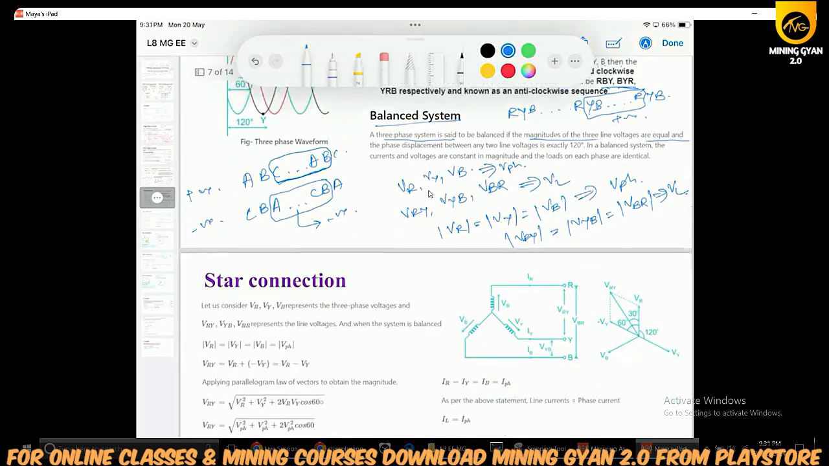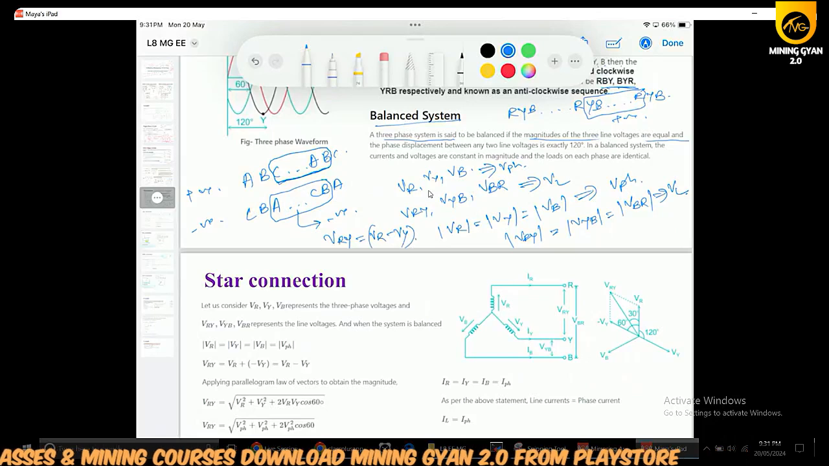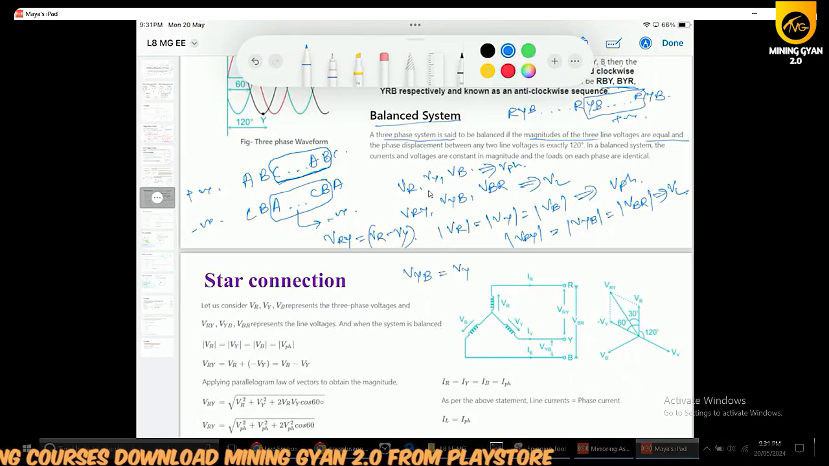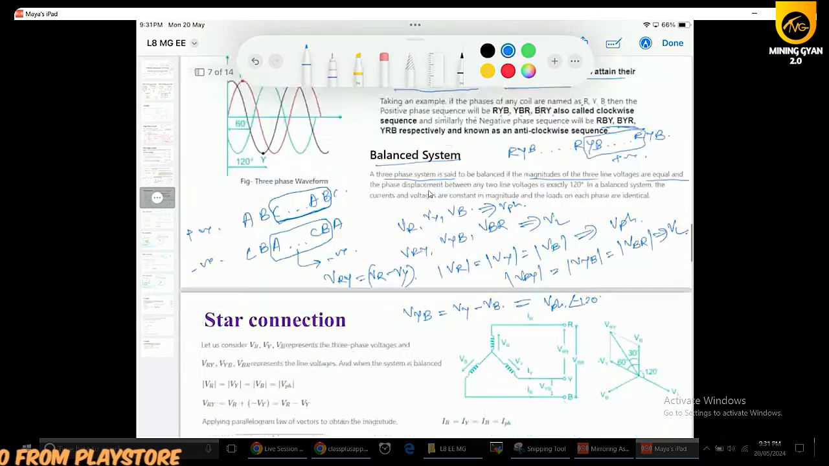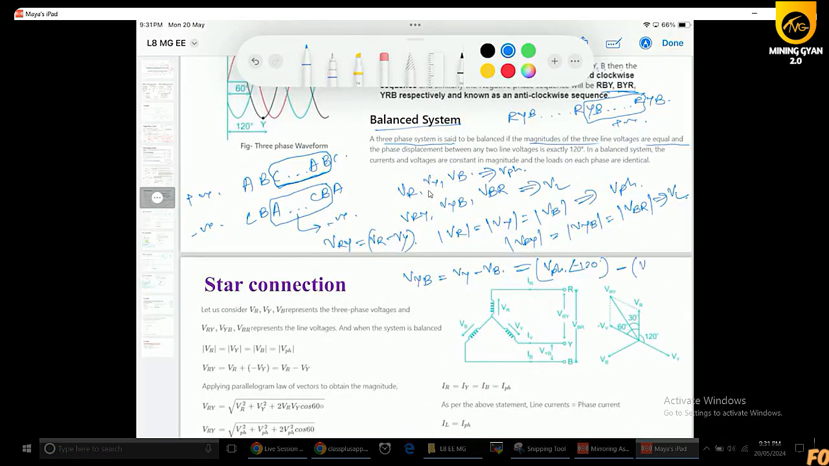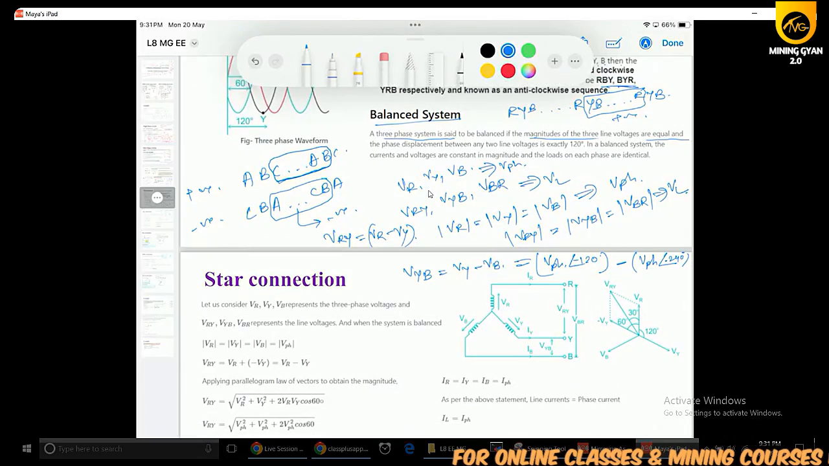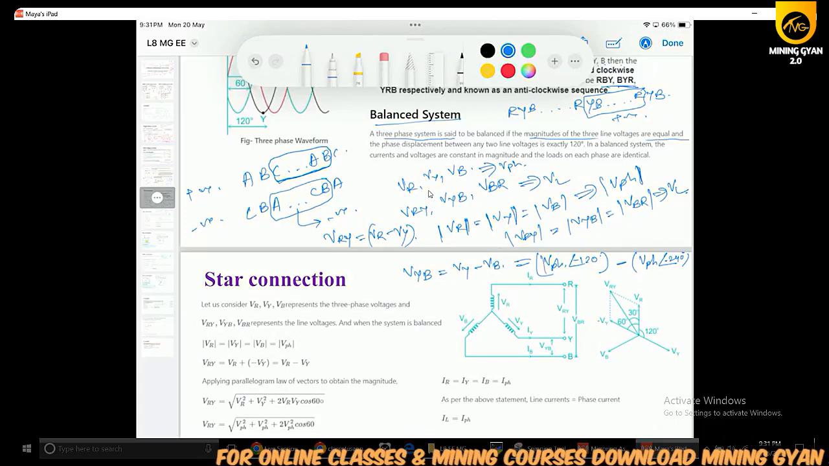And how to calculate the line voltages? Let us say VRY equals VR minus VY. How to calculate VYB? That is VY minus VB. So VY is V phase at an angle of minus 120, minus VB, which is V phase at an angle of minus 240. This is how you can calculate VYB voltage. So these mod values are equal to V phase.